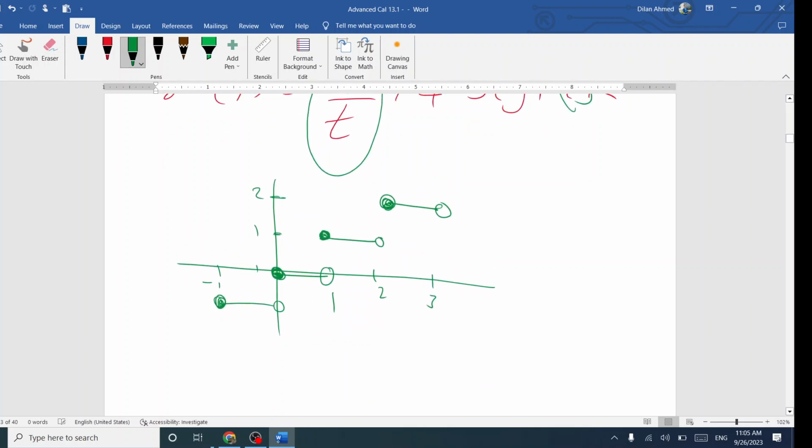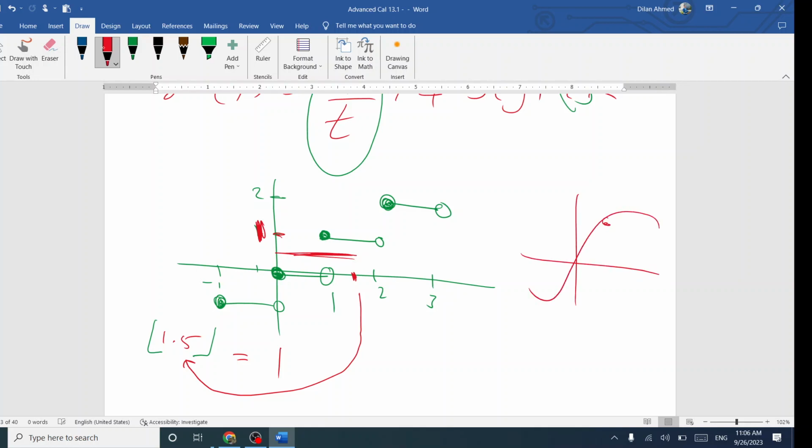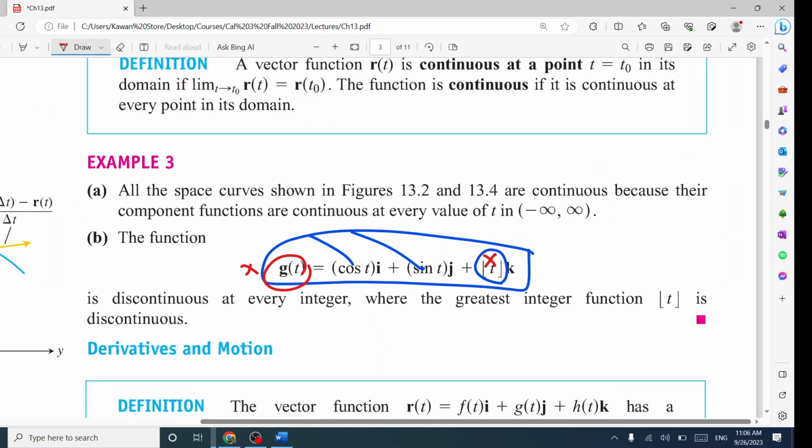For example, for 1.5, the result will be 1. I input 1.5, what output do I get? 1. So here is the gap. A continuous function should be like that, but now I have a gap here and a gap here. Understood? At each integer the function is not continuous: 0 is not continuous, 2 is not continuous, 3 is not continuous, minus 1 is not continuous, because we have a gap. Clear? Forget it, it's okay, it's not a big deal, but you know how to find it.